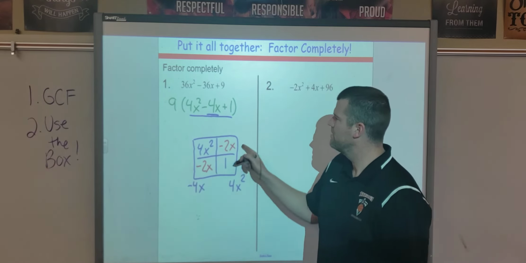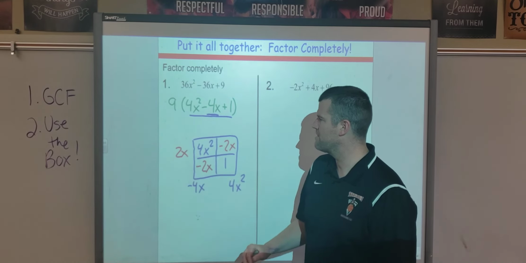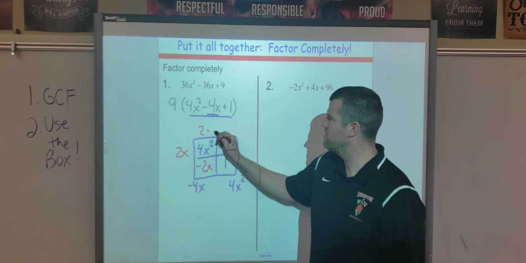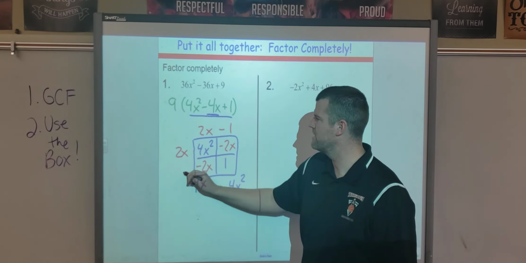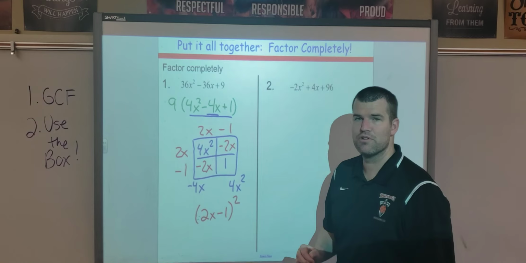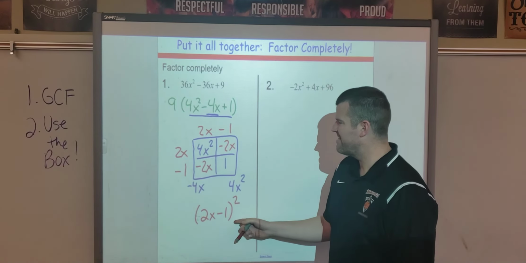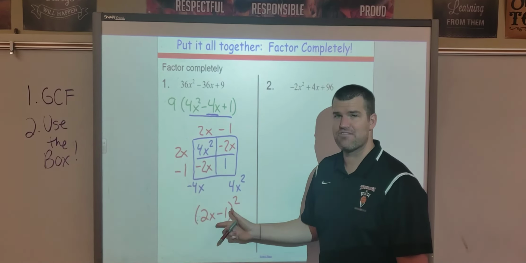means our top row has a common factor of 2x, which gives us 2x, and then to get that we need minus 1, and to get this one we also need minus 1, so we could write that as 2x minus 1 squared. That's one of our perfect squares. But this is not our final factored answer, because what else did we do at the start? We took out the GCF.